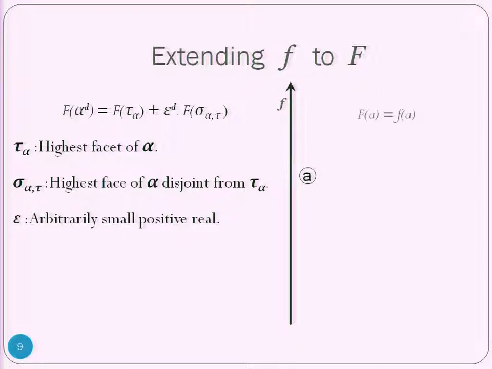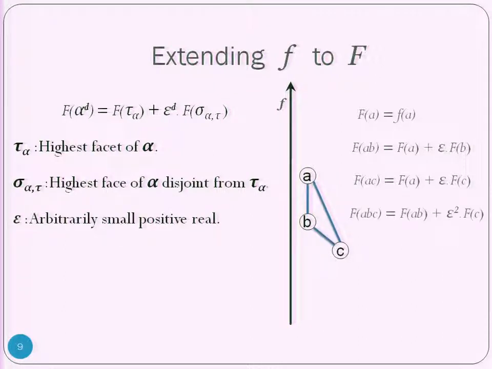Since we are performing an extension, capital F of a vertex A is nothing but small f of A. For a given edge, you take the function value at the highest vertex plus epsilon times the function value of the vertex that is disjoint from the highest vertex. The same definition works for another edge. And for a face, you would get the function value of the highest facet of the face, which would be the edge AB, followed by the vertex that is disjoint from the edge AB. And it's not hard to see that by this we get, in fact, a total order on all the cells.